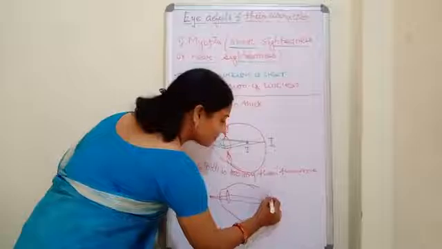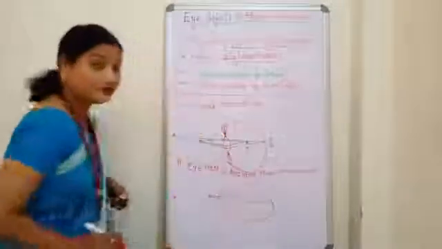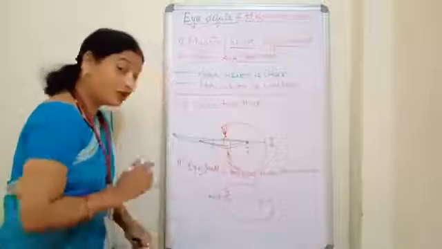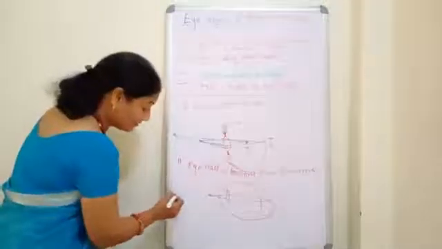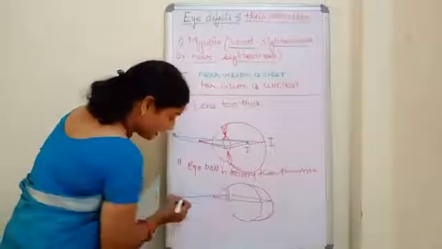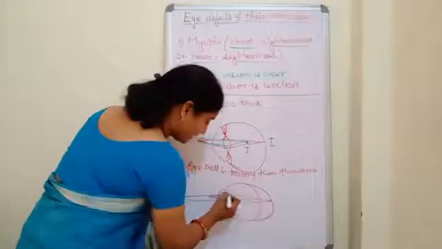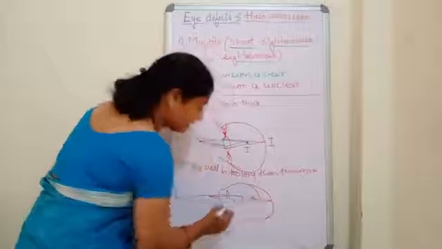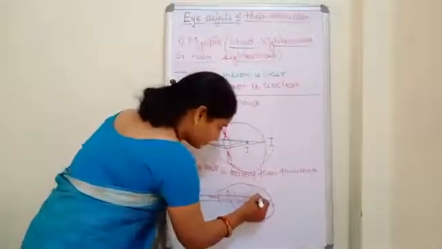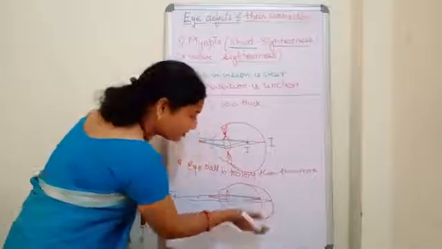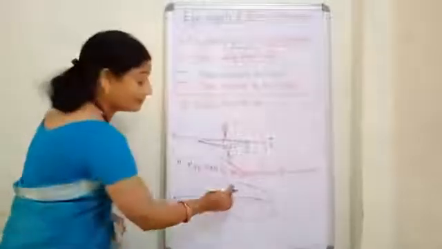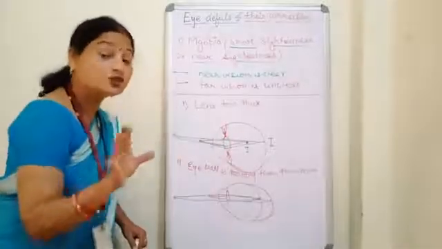Okay, for the near, because of the power of convergence. But what happens to the far objects? The far objects, they will come and if they converge, they will again form somewhere here. If they are coming to this retina also, but there is no retina. The retina has gone back. Why? Because the eyeball has become too long.